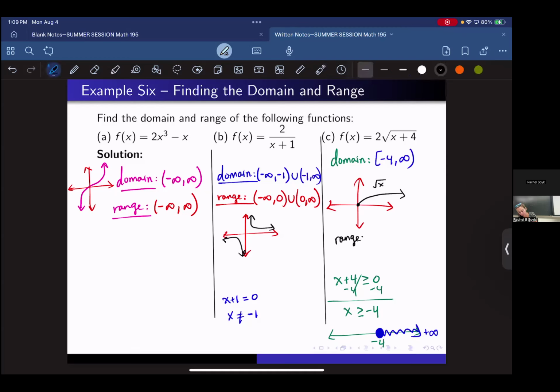But so our range, all possible y values stem from what? Yep, 2. Yep. And we include 0, right?